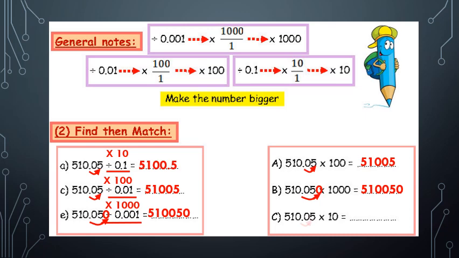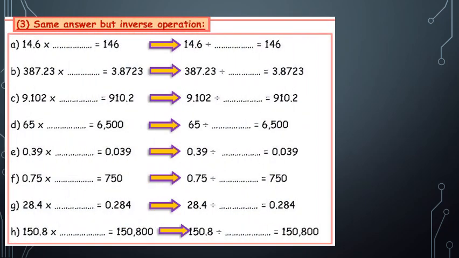The number by 10, the point will move to the right 1 step. So the answer will be 5,105 tenths. We will now match the equal numbers. Same answer, but inverse operation.